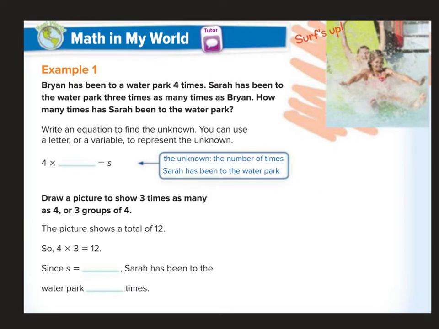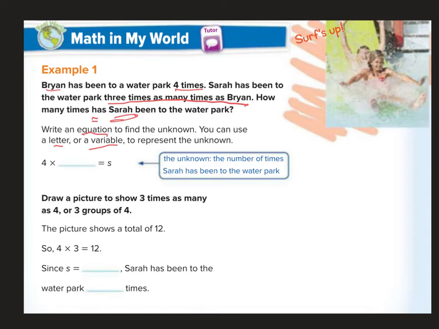Example 1. Brian has been to a water park 4 times. Sarah has been to the water park 3 times as many times as Brian. How many times has Sarah been to the water park? So what we need to do is write an equation. That means we need an equal sign to find the unknown, which is how many times Sarah has been to the water park. You can use a letter or a variable to represent the unknown.